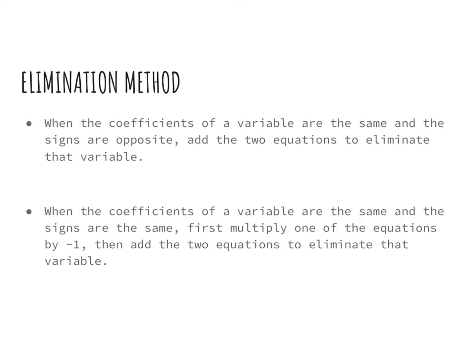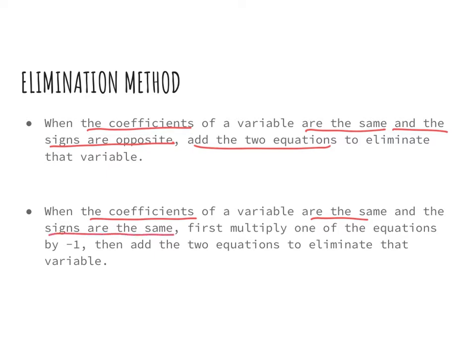In the elimination method, when the coefficients of a variable are the same and the signs are opposite, you add the two equations to eliminate that variable. Alternatively, when the coefficients of a variable are the same and the signs are also the same, you first multiply one of the equations by -1, then add the two equations to eliminate a variable.